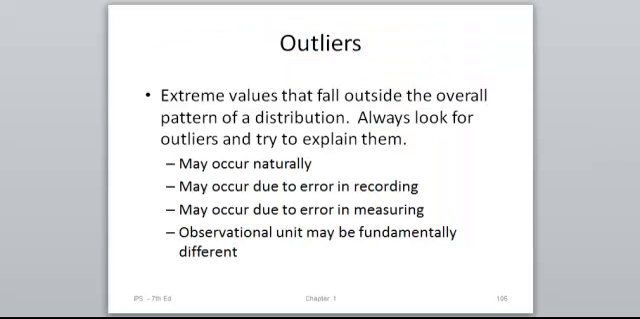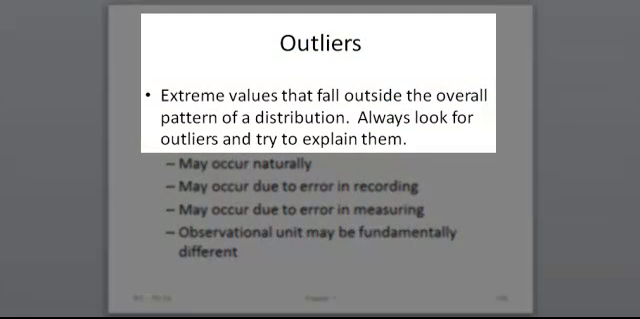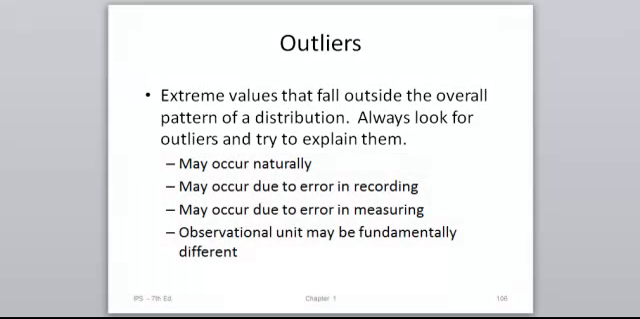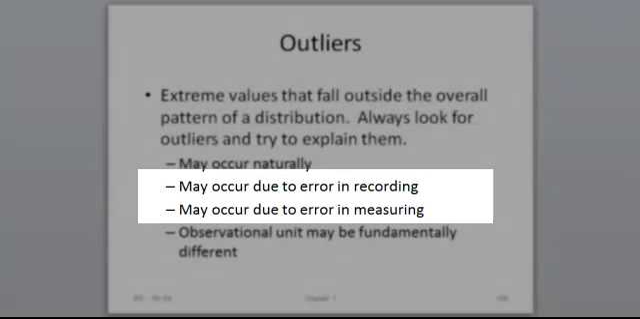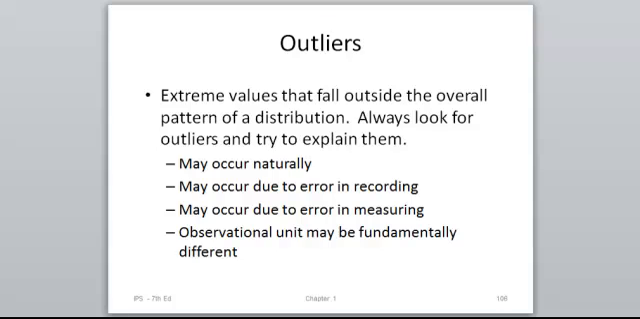Now, a very important concept is outliers. They're extreme values that fall outside the overall pattern of a distribution. We always have to look for outliers and try to explain them. If we can't, we have to be very careful in the type of analysis we do. When an outlier occurs because of an error in recording or measuring, we can wipe our brows with a sigh of relief, because that's just input error or recording error, and we can knock out that data point.